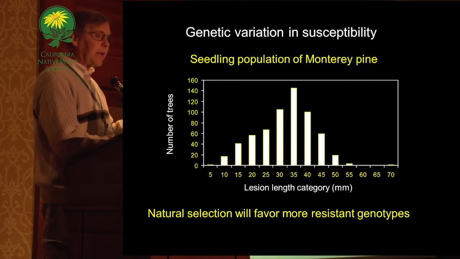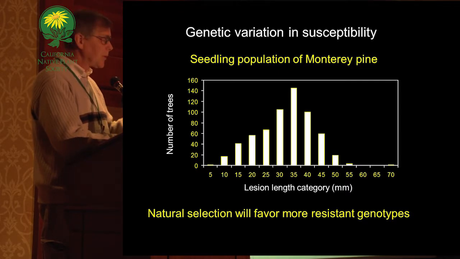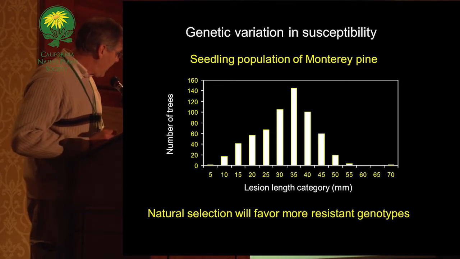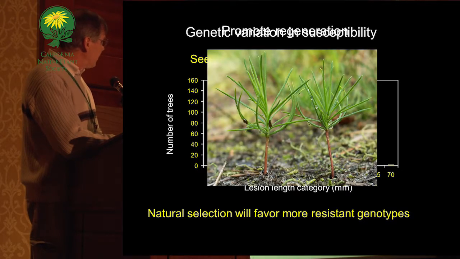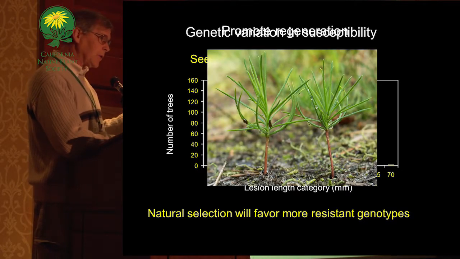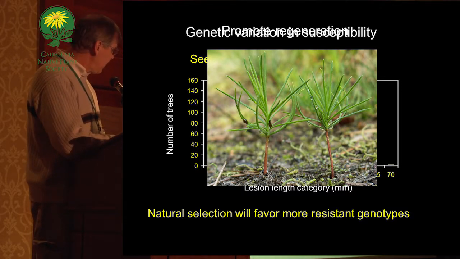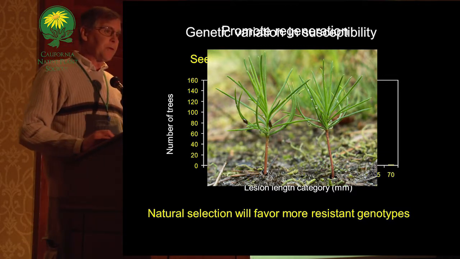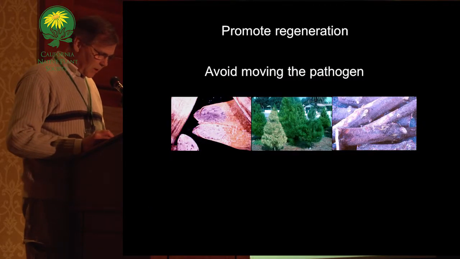So this is exactly the kind of distribution that you would expect to see for a quantitatively inherited trait like height in humans. Most are concentrated at the median. So the good news is that over time, natural selection should favor the more resistant genotypes. And that means that this should be a component of our response to this, and I would suggest any invasive pathogen, and that is to promote regeneration, to increase the opportunities for the plant species to generate new genetic combinations. And there is the potential, at least, that some of those will prove to be resistant.